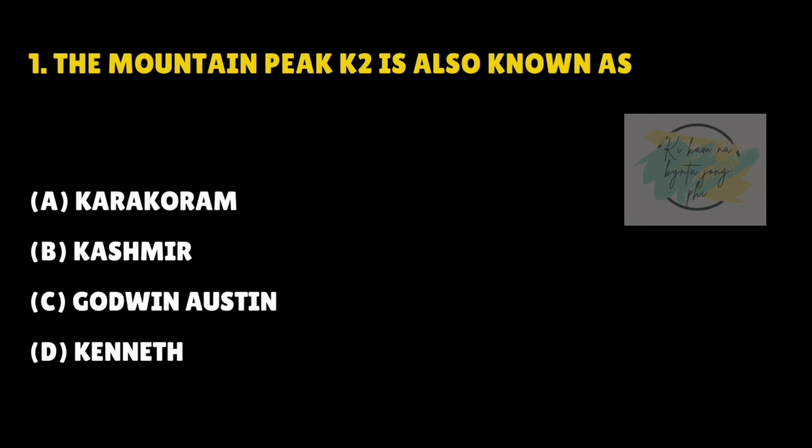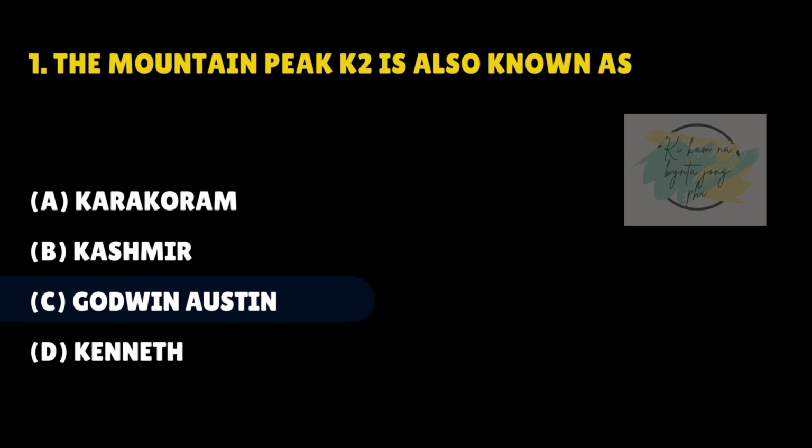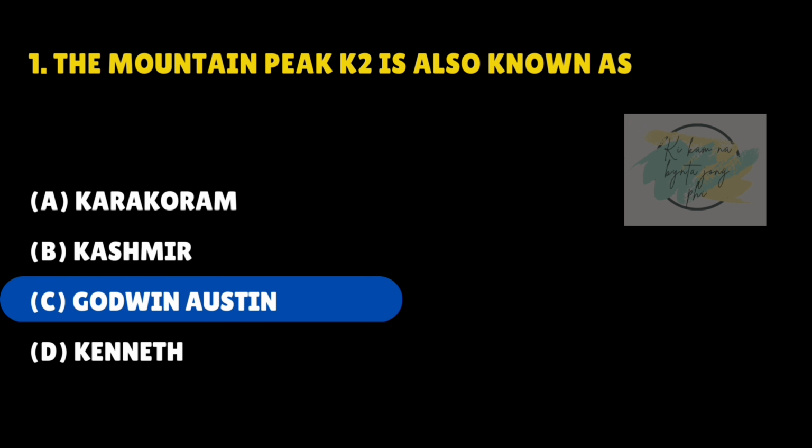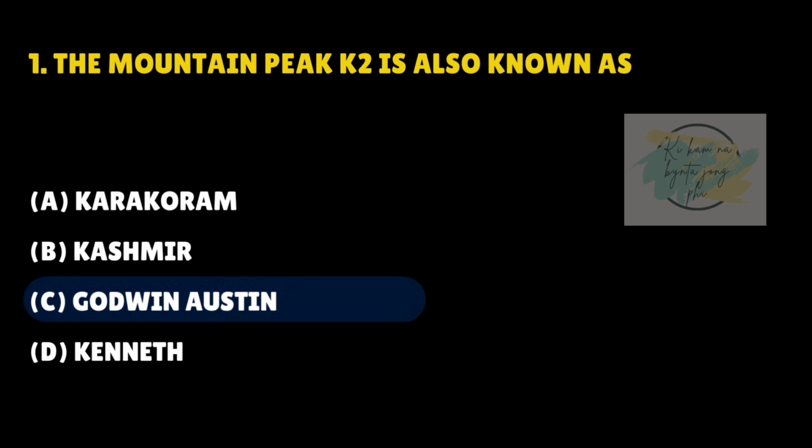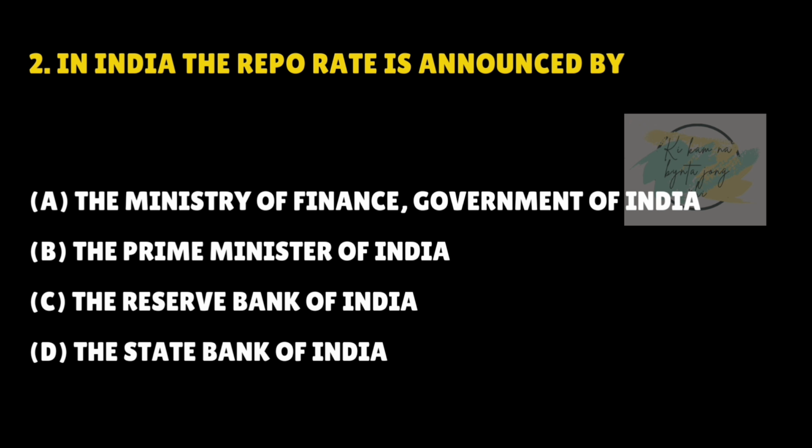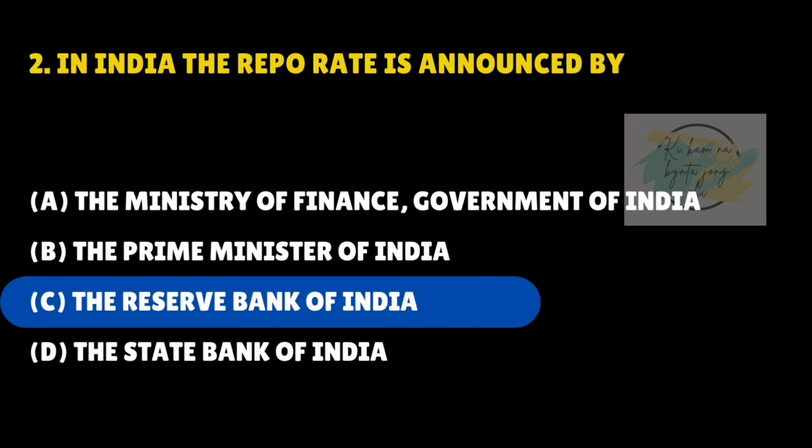The mountain peak K2 is also known as? Answer is C. Godwin Austen. In India, the repo rate is announced by? Answer is C. The Reserve Bank of India.